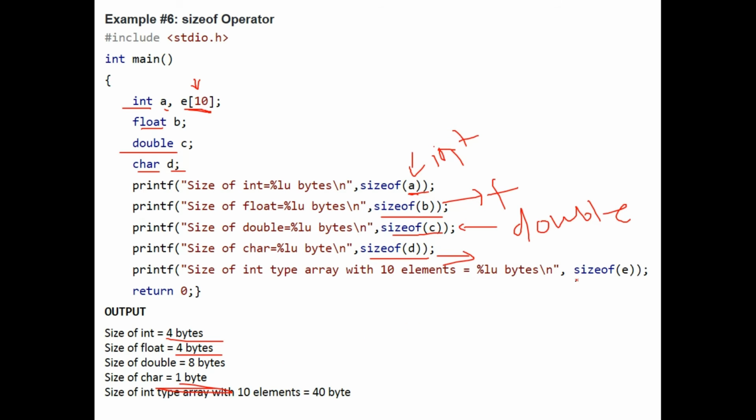And the last one, we are displaying the size of e, which is the array. It has 10 elements. For each int element you require 4 bytes, so 4 into 10 gives a total of 40 bytes for this particular array.